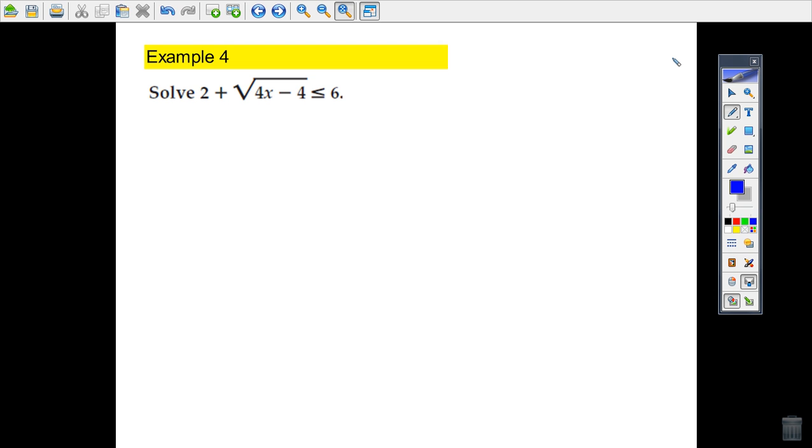Okay, so there are two things going on in this inequality. First thing you're going to do is just solve it like you normally would. So let's start with that. Should I square both sides right now? No. Subtract the 2 first. Wait, is that 2 plus? Yes, it is. Okay, so now we're going to square both sides. So I have 4x minus 4 is less than or equal to 16. Add the 4 and divide by 4.